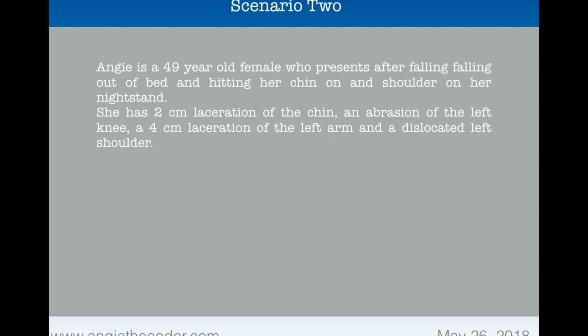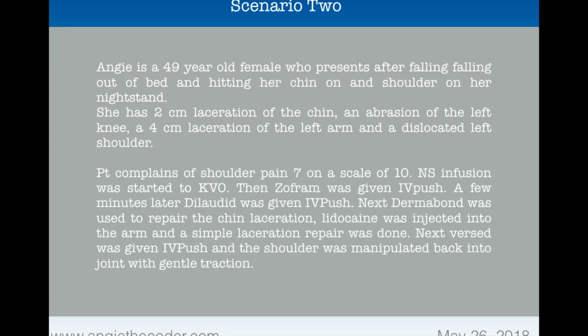So let's see what the good old doctor did to me. All right, so I'm complaining of shoulder pain, a 7 on a scale of 10, because I'm a wuss. And they start a normal saline infusion to KVO, which means keep vein open. And then they do an IV push of Zofran, and a few minutes later, they do an IV push of Dilaudid. And at that point, I'm feeling no pain.